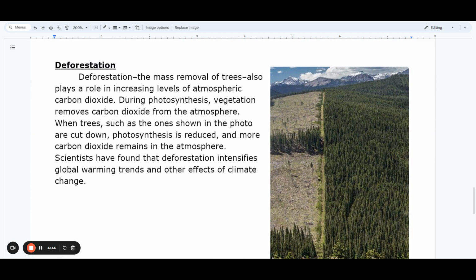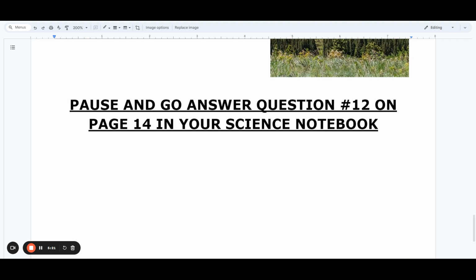Deforestation. Deforestation, the mass removal of trees, also plays a role in increasing levels of atmospheric carbon dioxide. During photosynthesis, vegetation removes carbon dioxide from the atmosphere. When trees, such as the ones shown in the photo, are cut down, photosynthesis is reduced, and more carbon dioxide remains in the atmosphere. Scientists have found that deforestation intensifies global warming trends and other effects of climate change. Pause and go answer question number 12 on page 14 in your science notebook.